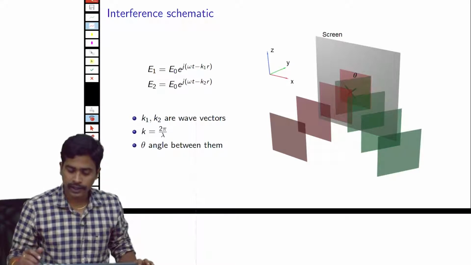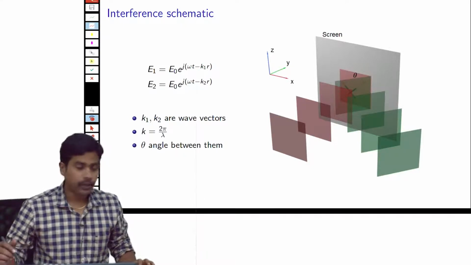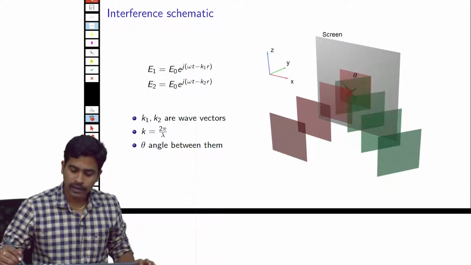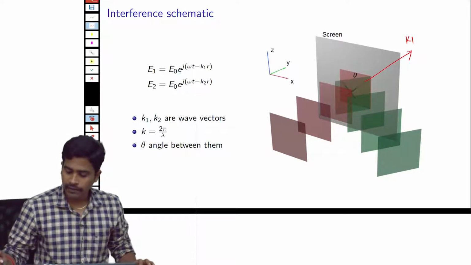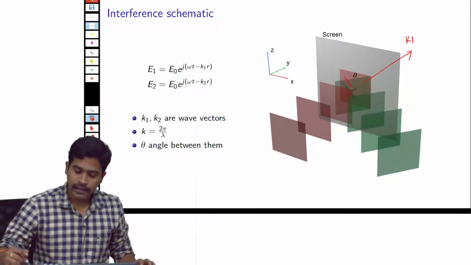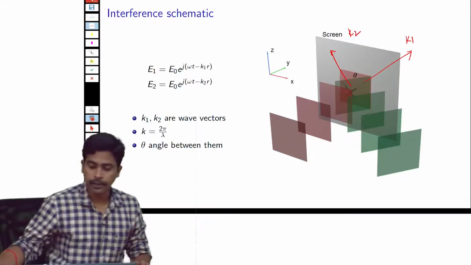So, in this figure there are two plane waves traveling in two different directions. The red one is traveling in this direction and its wave vector is given by k1, and the other plane wave shown in green color is traveling in this direction and its wave vector is given by k2.